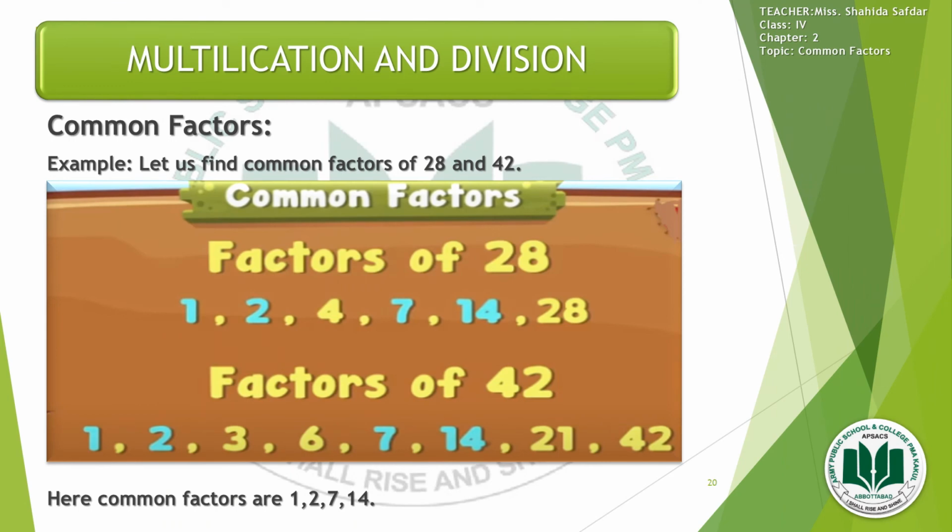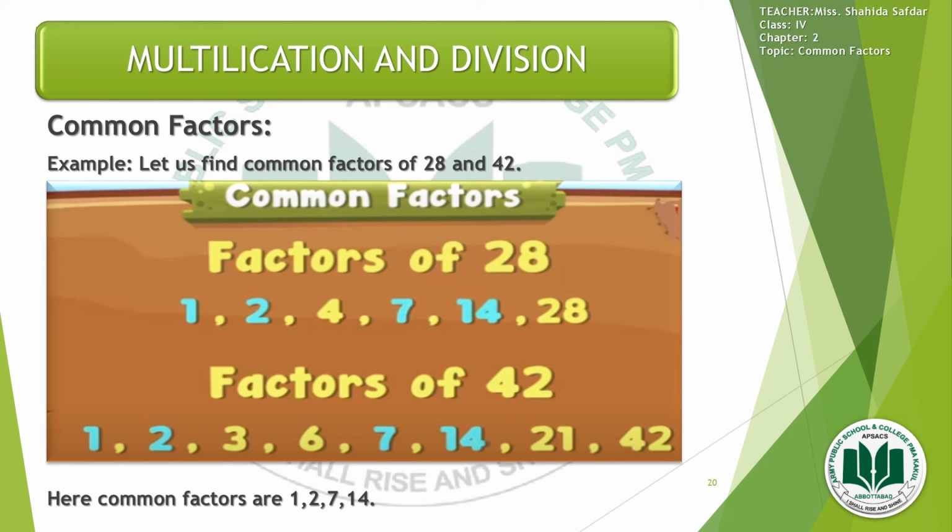Here we will learn what common factors are and how we can find common factors. Students, common factors are the factors that are the same between 2 numbers, or that are common between 2 given numbers. For example, find common factors of 28 and 42.